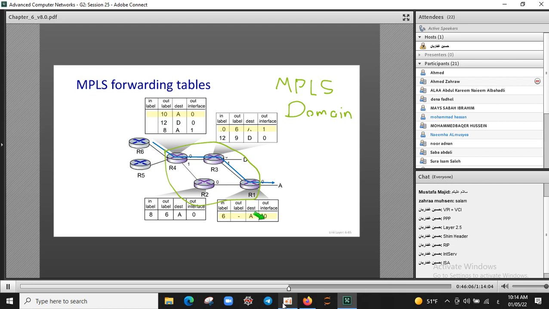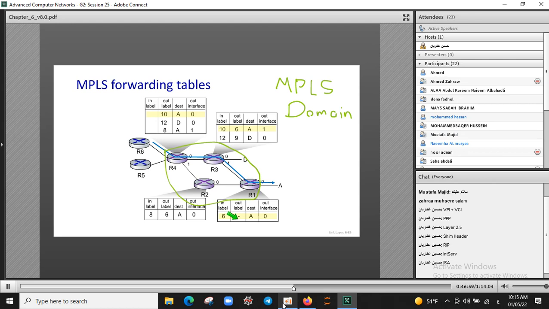Without any label, it should forward through the interface, output interface 0. Why do we remove the output label? Because R1 is the end router in this domain. The domain is finished, so I don't need labels. So simply I remove it. In the table you cannot see the output label because the domain has ended. R1 is a router at the edge of the domain. So simply I remove the label. I remove the shim header.